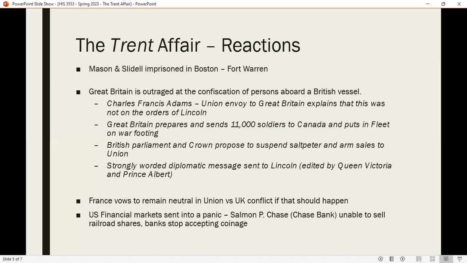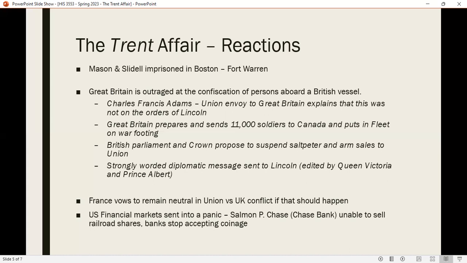France, while this is going on, vows to remain neutral if the Union and the United Kingdom go to war. So good job, France. Back home, at least in the North, in the Union, a lot of other things are going on. Financial markets in the United States are sent into a panic because they think we're about to have a war with Great Britain.